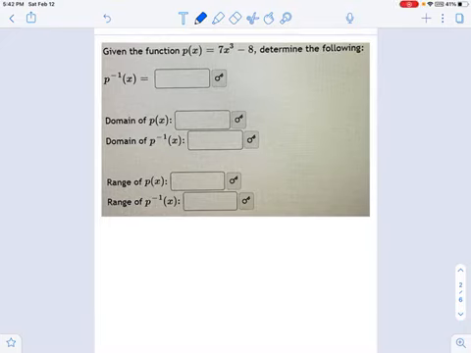I'm given a function called p, where p of x is a cubic function, 7x cubed minus 8, and I'm told to find several things. For one thing, we want to know what the inverse is. We'll do that first. And then after that, we're going to talk about the domain and range.